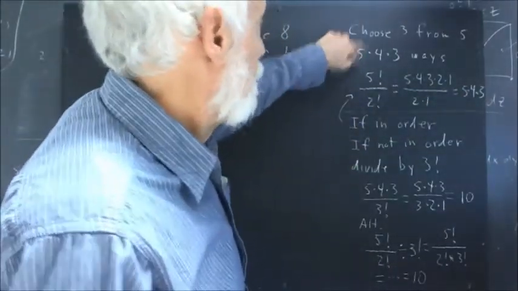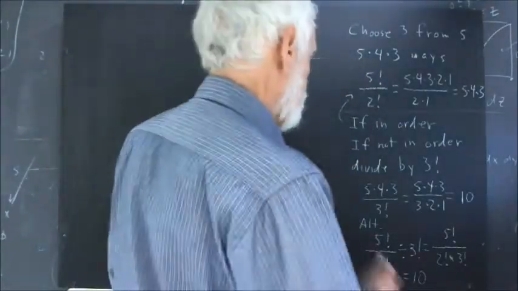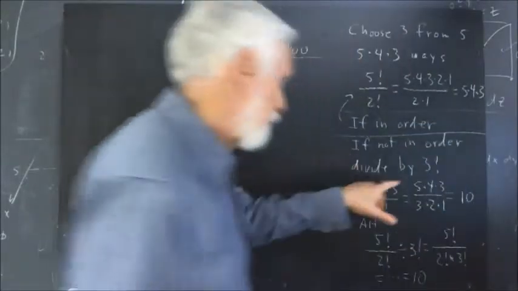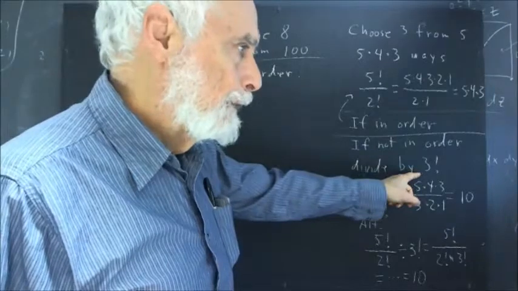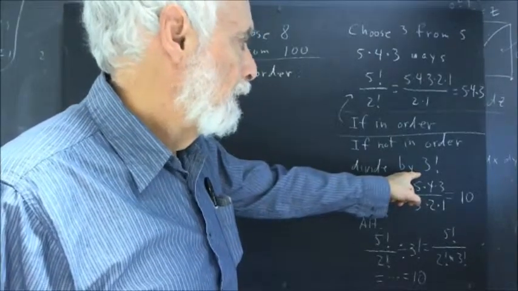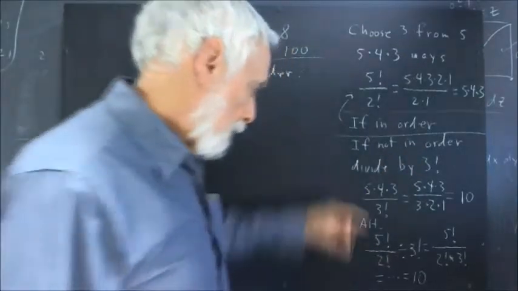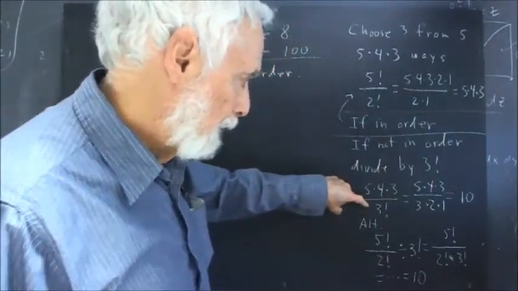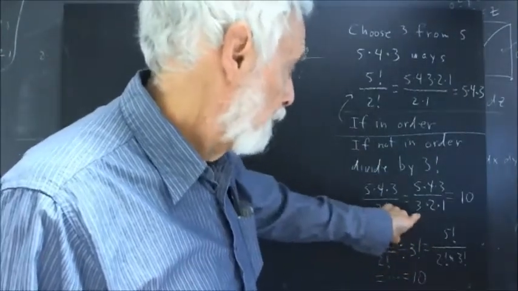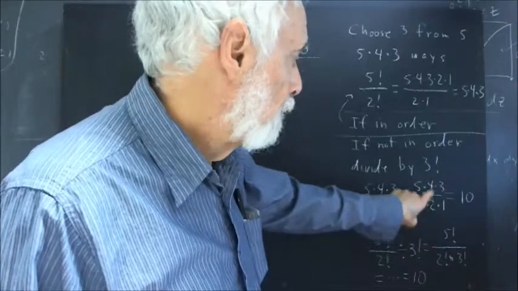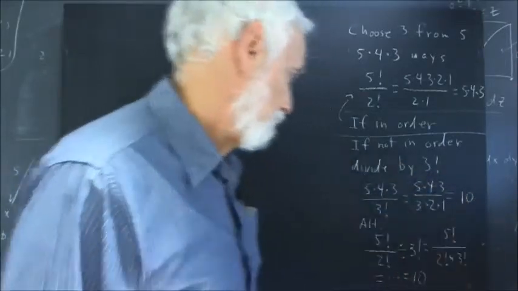Now that's if we choose the 3 in order. If they're not to be chosen in order, then we're going to divide by 3 factorial, because 3 factorial is the number of orders any group of 3 can be chosen. So we're going to have 5 times 4 times 3 divided by 3 factorial. We can write that out, and we see that the 3 divides the 3, the 2 divides the 4, leaving us 2, so that we have 5 times 2, or 10.